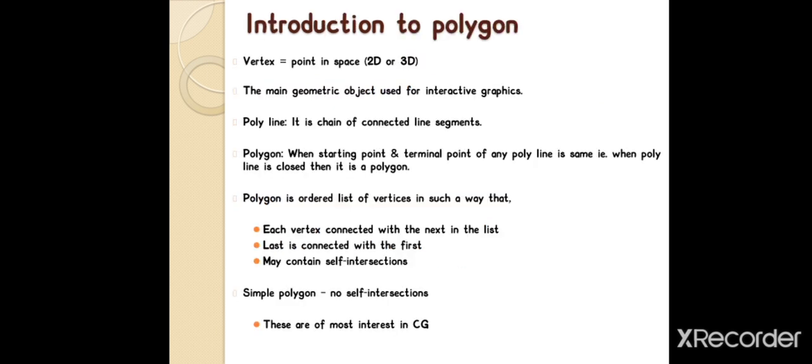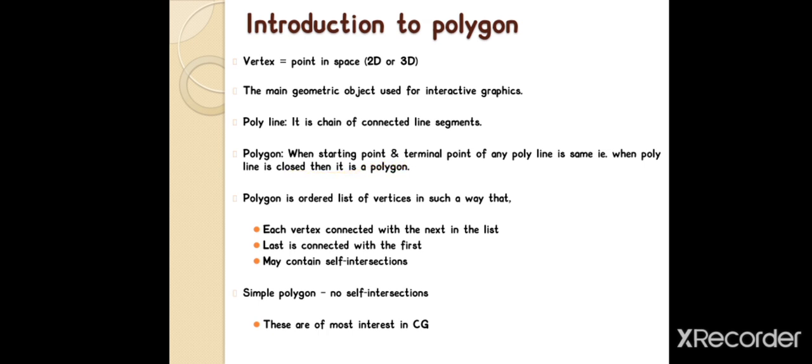Next is the introduction to polygon. Before starting, some basic terms. We are familiar with the vertex. A vertex is nothing but a point in space, either in 2 dimensions or in 3 dimensions. It is the main geometric object used in interactive graphics. Polyline, as we have just seen, is a chain of connected line segments. Polygon: when the starting point and terminal point of a polyline are the same, when the polyline is closed, then it is called a polygon.